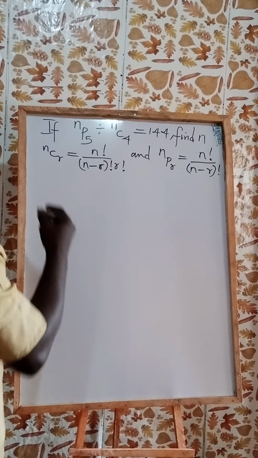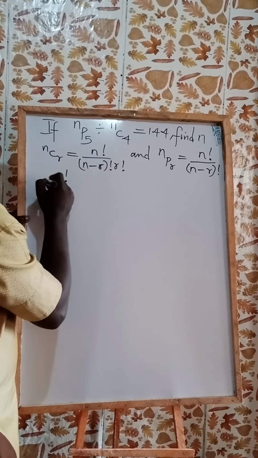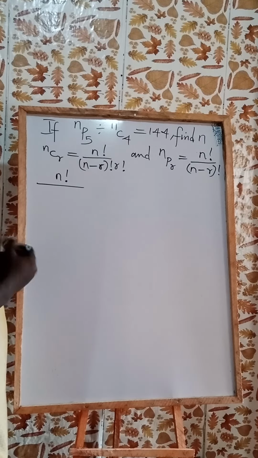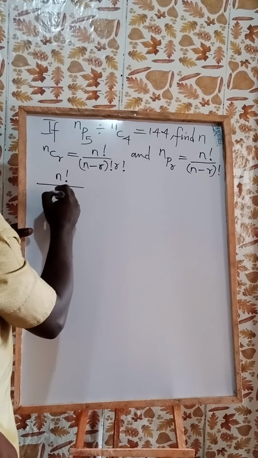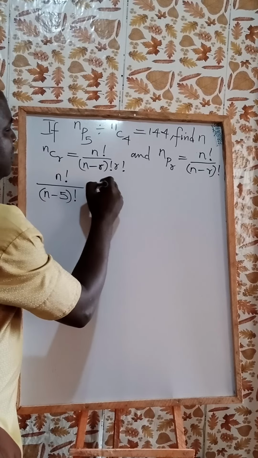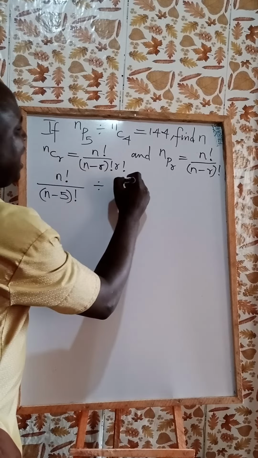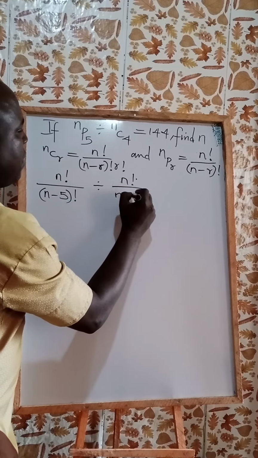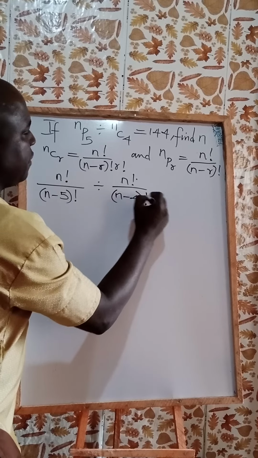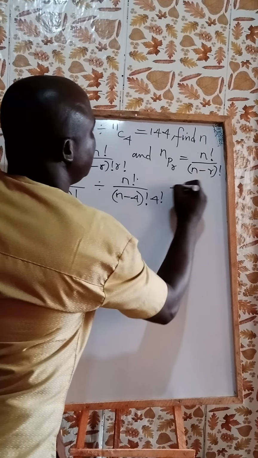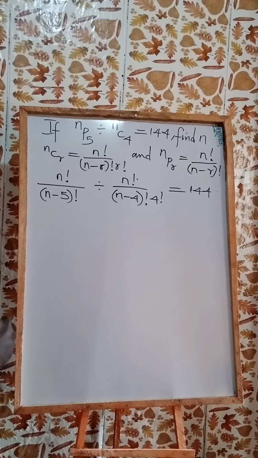The first one, we are going to have n factorial all over (n minus 5) factorial, as using this, our r is 5. Divided by the second one, n factorial all over (n minus 4) factorial, our r is 4 here, and we have 4 factorial. Everything is now equal to 144. Where do we go from here?